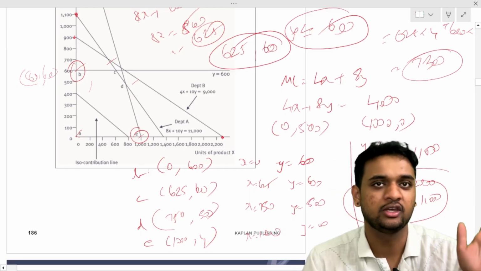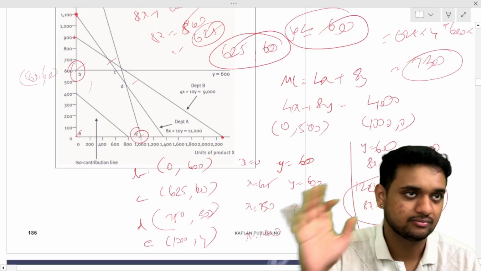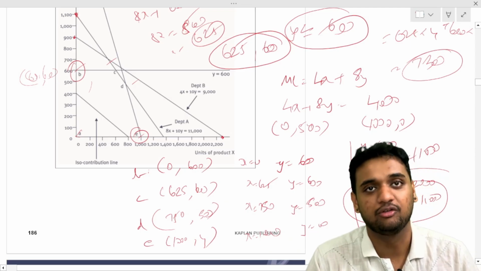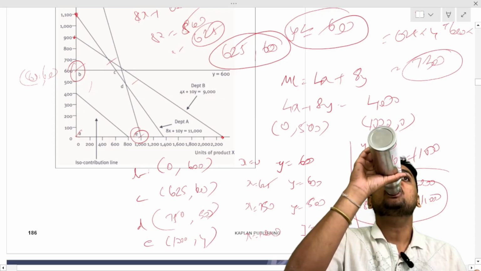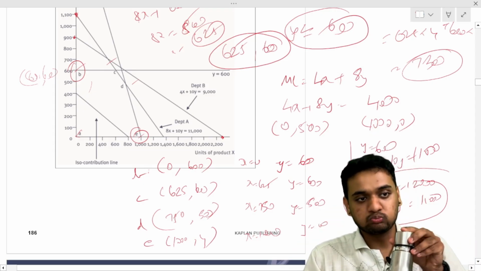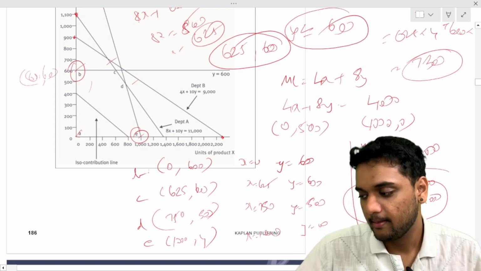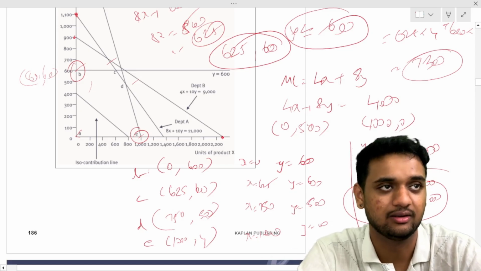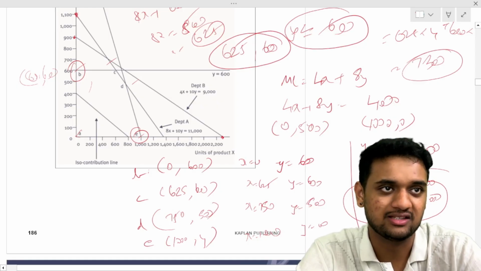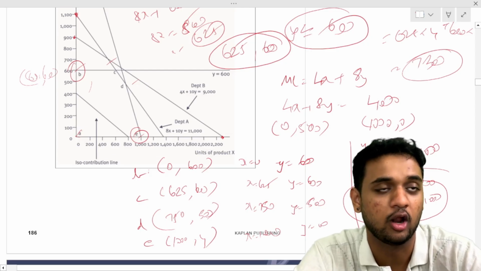We easily found it using the iso contribution line. We went above and found it. I will tell you another method to find it. Understood or not? Tell me this. You do that later. Which of these points will you technically choose? Don't tell me the answer. On what basis will you choose which point, how many products to produce?